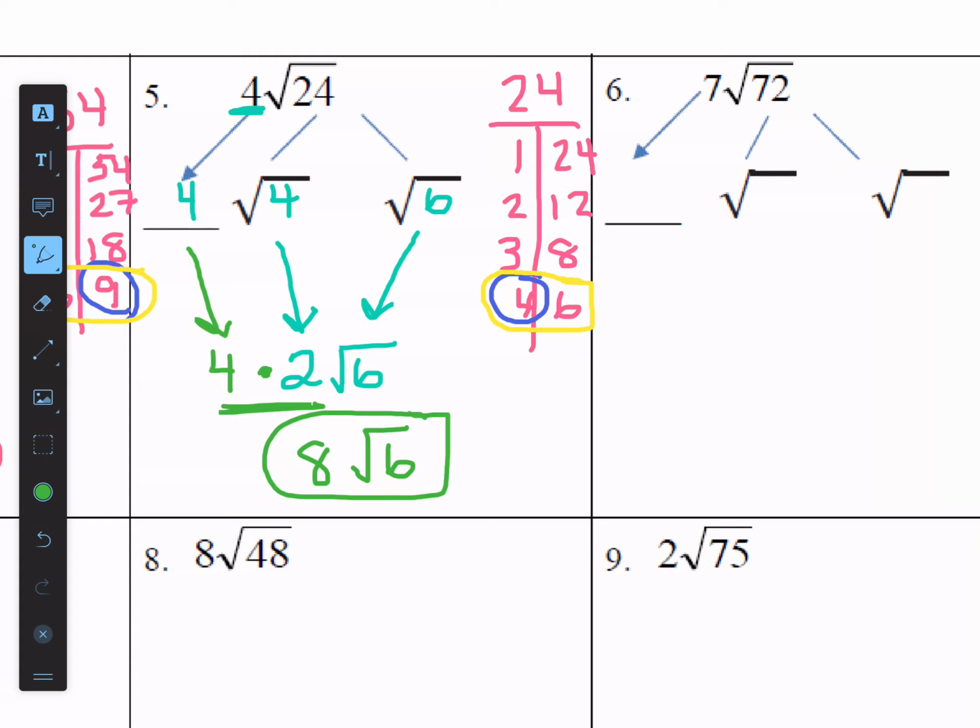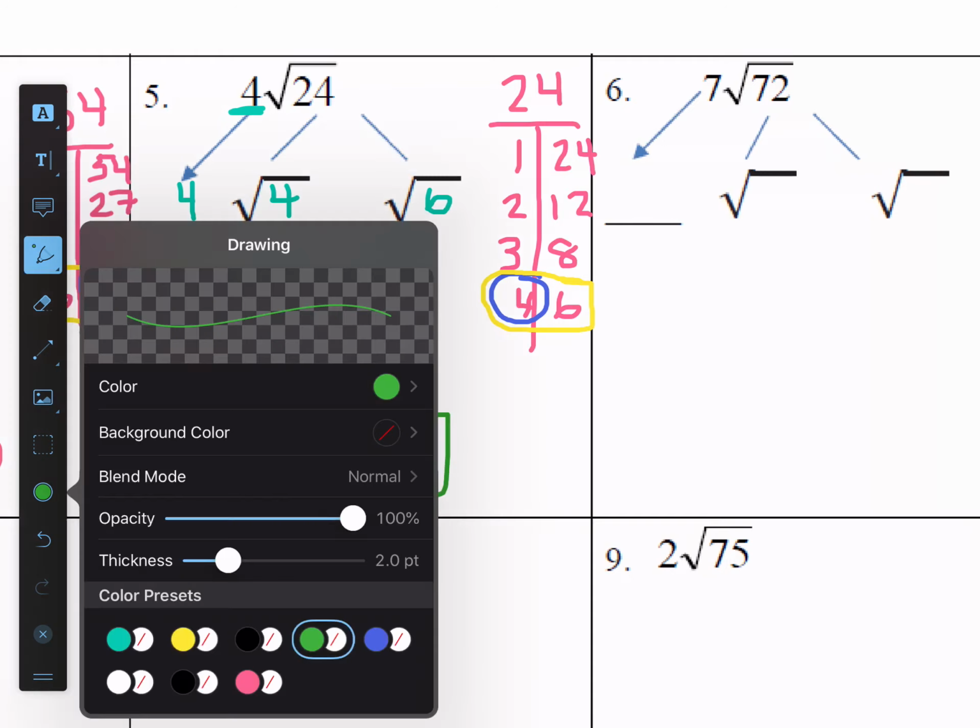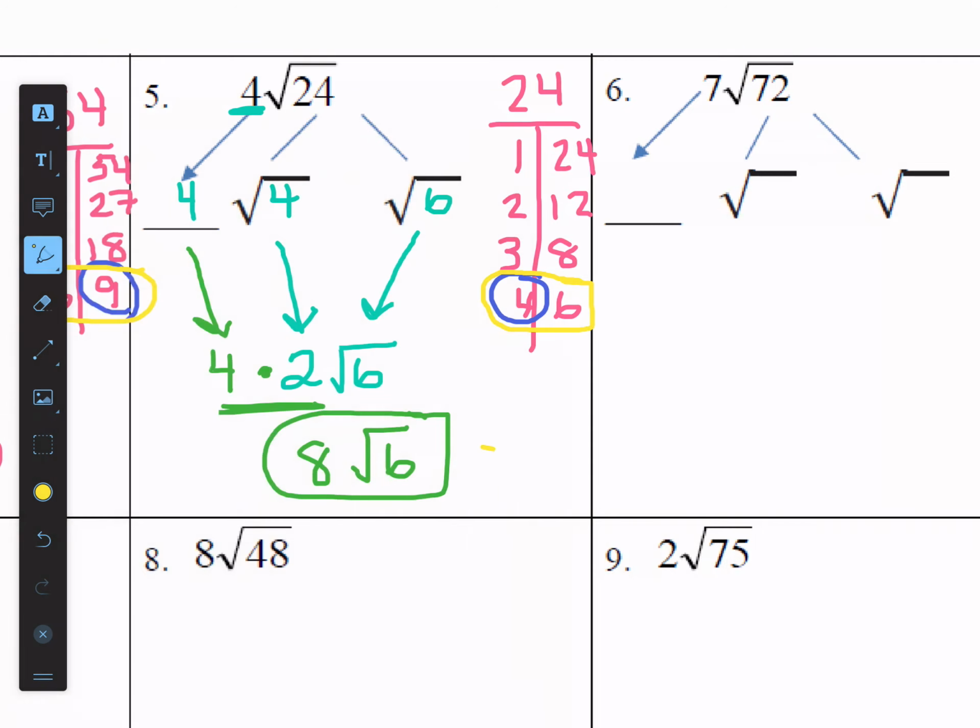Okay? Now again, the 8 radical 6 and the 4 radical 24, if you want to check, type this into your calculator and type this into your calculator. They should be the exact same number. You should get the same exact decimal. Remember, I said the value is not changing, just the outfit. It's just going to look a little different.